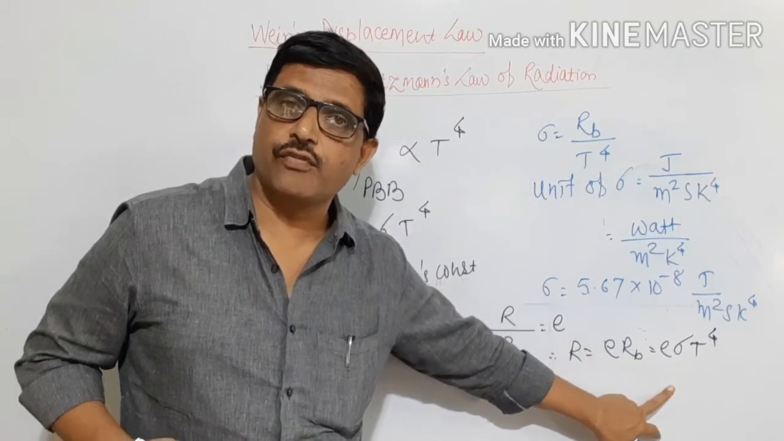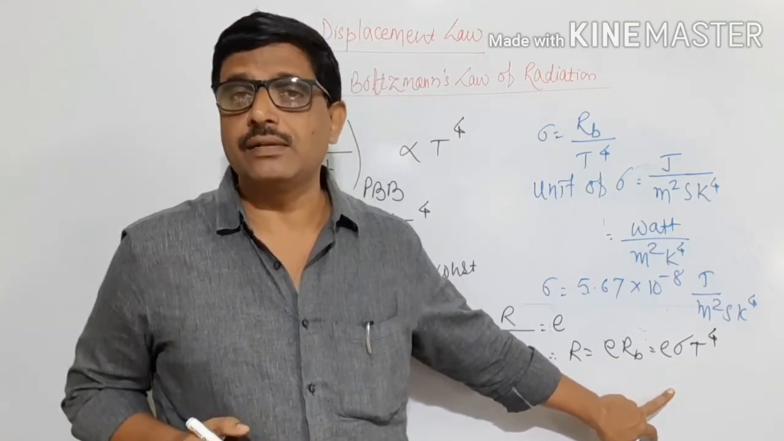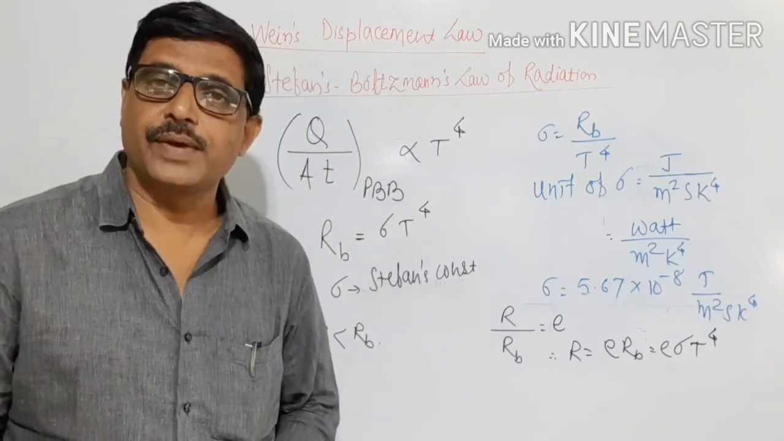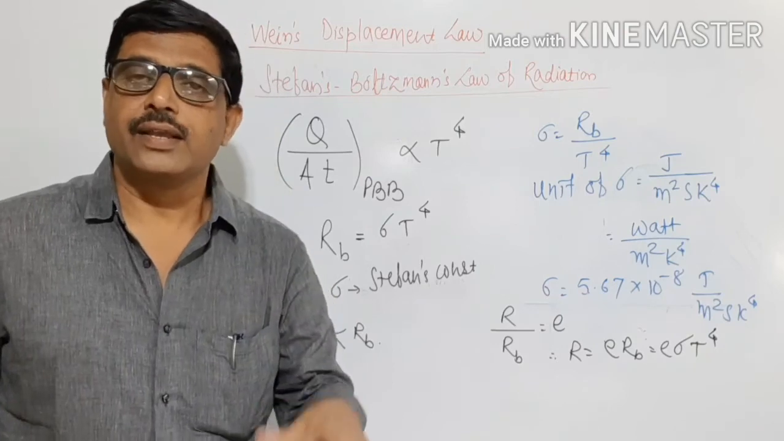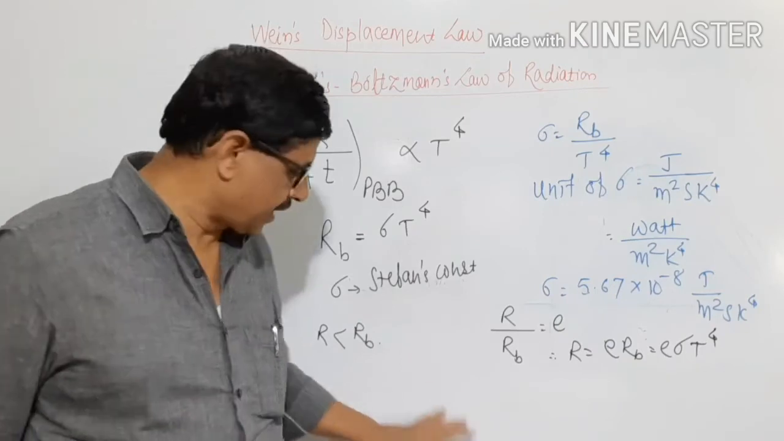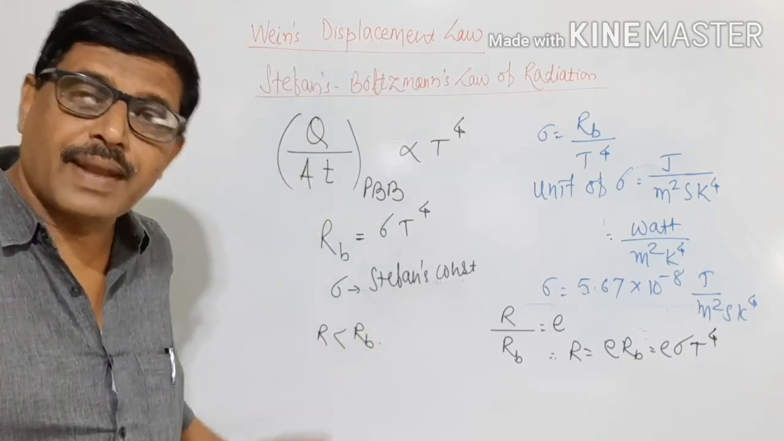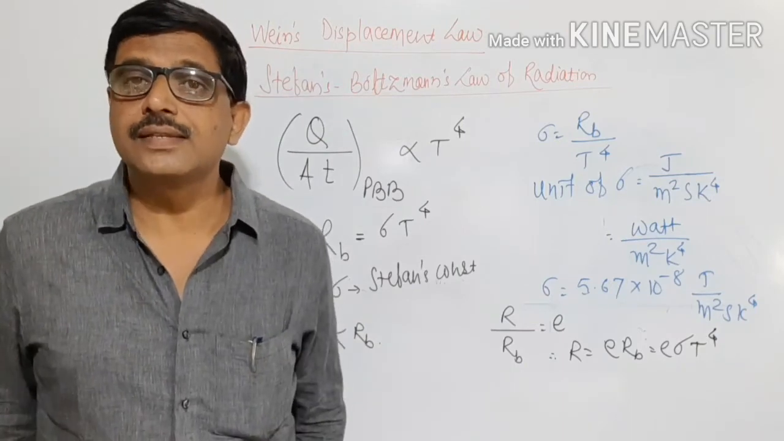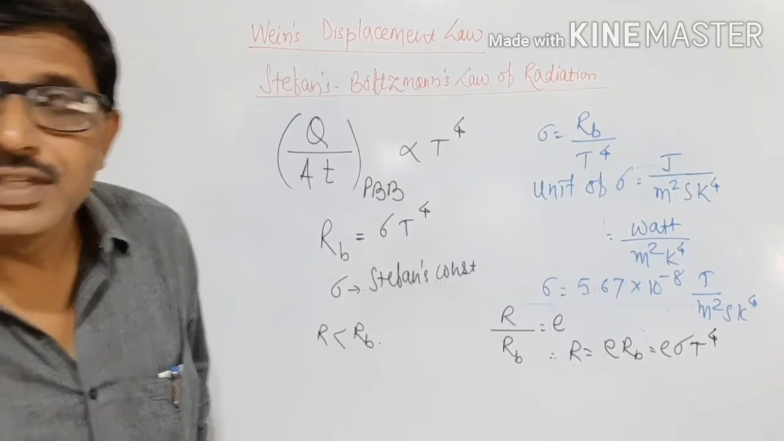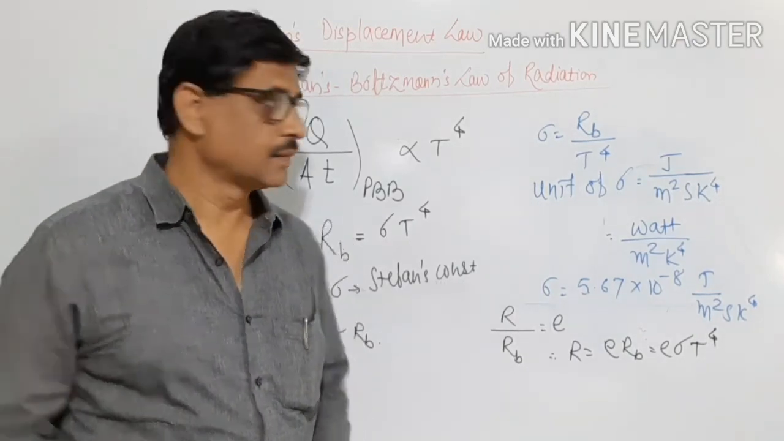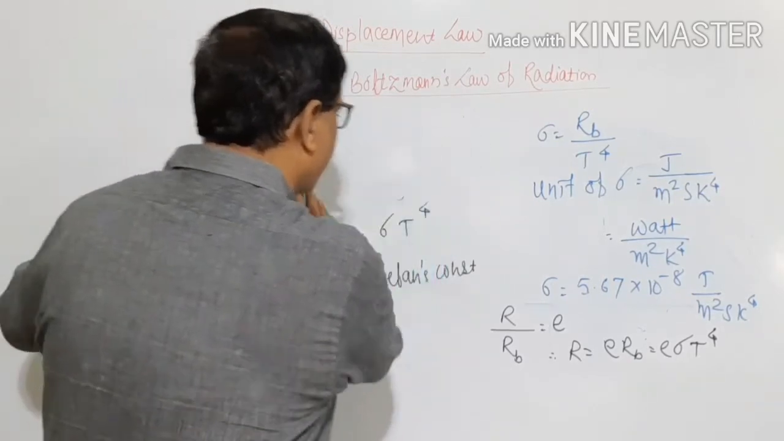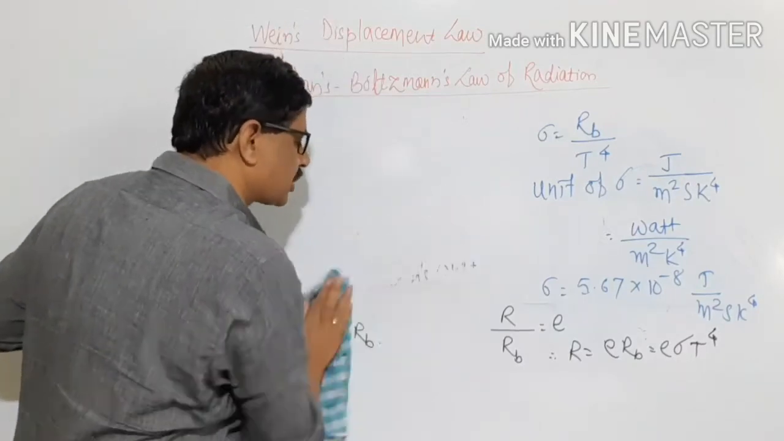The value of the coefficient of emission is always less than 1, and hence the radiant heat emitted per unit time per unit area by any ordinary body is always less than the quantity of radiant heat emitted per unit time per unit area by a perfectly black body. This is the Stefan's law of radiation. From this Stefan's law of radiation, we are able to evaluate the loss of heat by any ordinary body when it is kept in a surrounding.